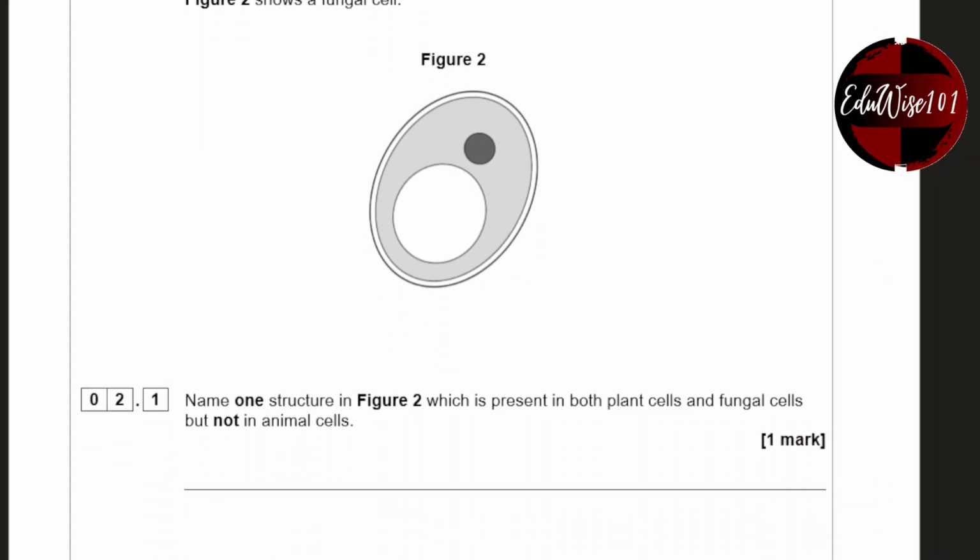Name one structure in figure 2 which is present in both plant cells and fungal cells but not in animal cells. So the structures that are common to plant cells and fungal cells are the cell wall and the large permanent vacuole. Fungal cells don't actually have chloroplasts. If it was plant cells, yes.